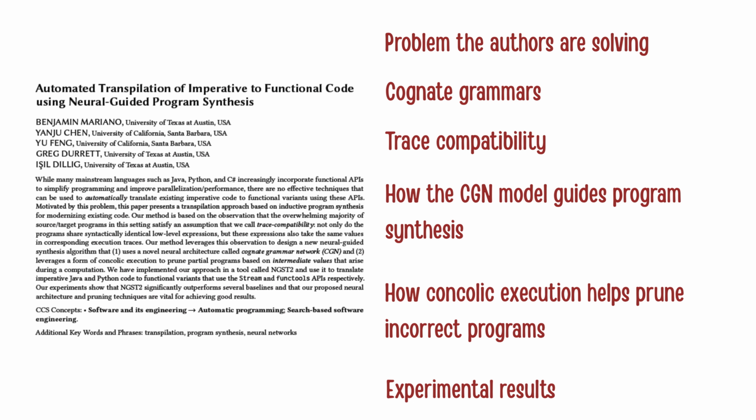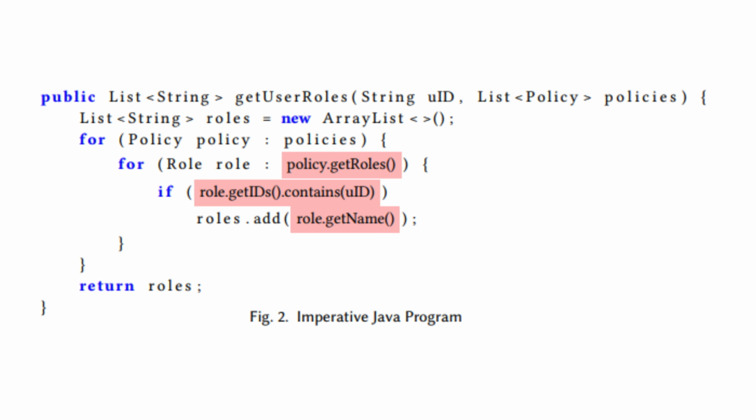So, let's get started. Now that we understand the motivation behind the paper, let's see how the proposed approach actually works through a simple example. Imagine we have a Java function called getUserRoles. This function takes a user ID and a list of insurance policies as input. Every policy contains multiple roles, such as policy owner or beneficiary, and the goal is to return all the roles associated with the given user.